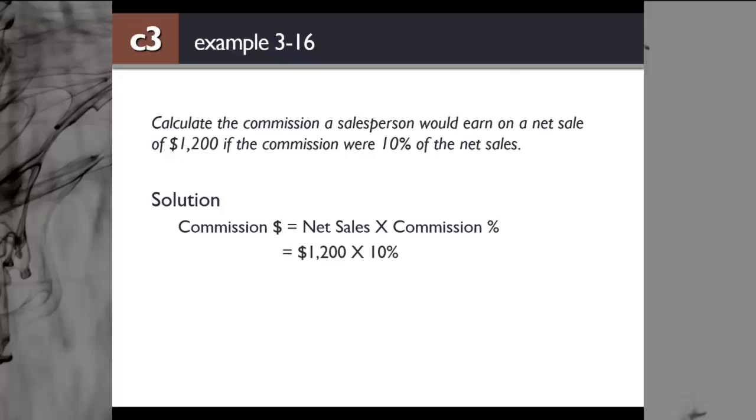So let's look at this example. Calculate the commission a salesperson would earn on net sales of $1,200 if the commission were 10% of the net sale. How can you calculate the commission in dollars? Now you know the percentage, so you can simply multiply these two. 1,200 multiplied by 10%, so the commission dollar that you will get is $120. That's the dollar amount of the commission that the person will get.